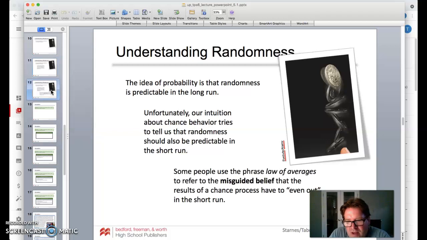Some people use the phrase law of averages to refer to the misguided belief that results of a chance process have to even out. So if they get 3 heads in a row, they'll be like, oh, the next one is guaranteed to be a tails because it's going to balance out. Well, no, it's still 50-50. In the long run, we should be able to get there, but in the short run, not necessarily.